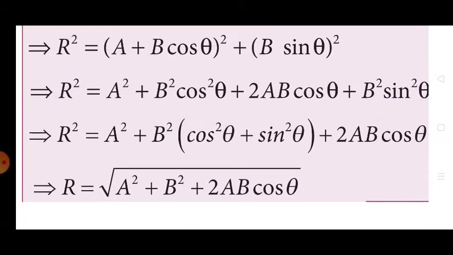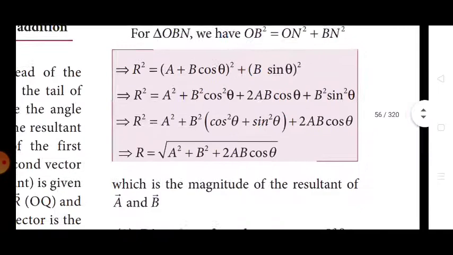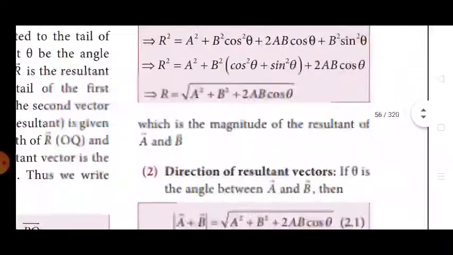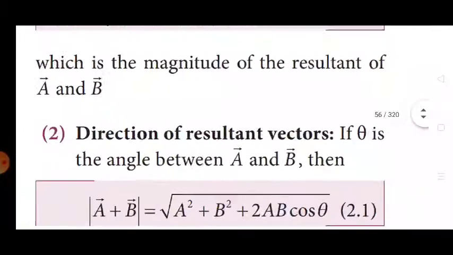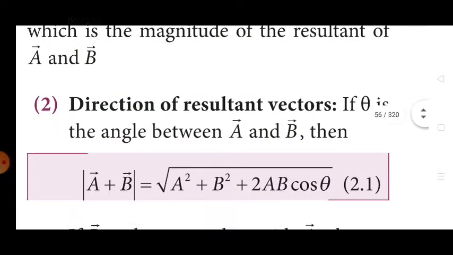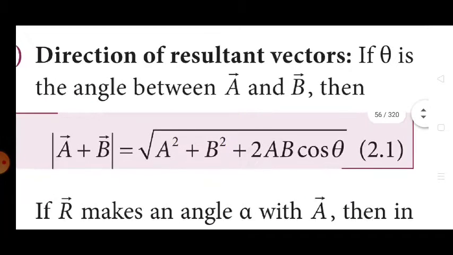So taking the R value only, we will get R equal to root of A square plus B square plus 2AB cos theta, which is the magnitude of the resultant of A vector and B vector. Now we have to find the direction of the resultant of vectors. If theta is the angle between A vector and B vector, then the modulus of A vector plus B vector is equal to root of A square plus B square plus 2AB cos theta.